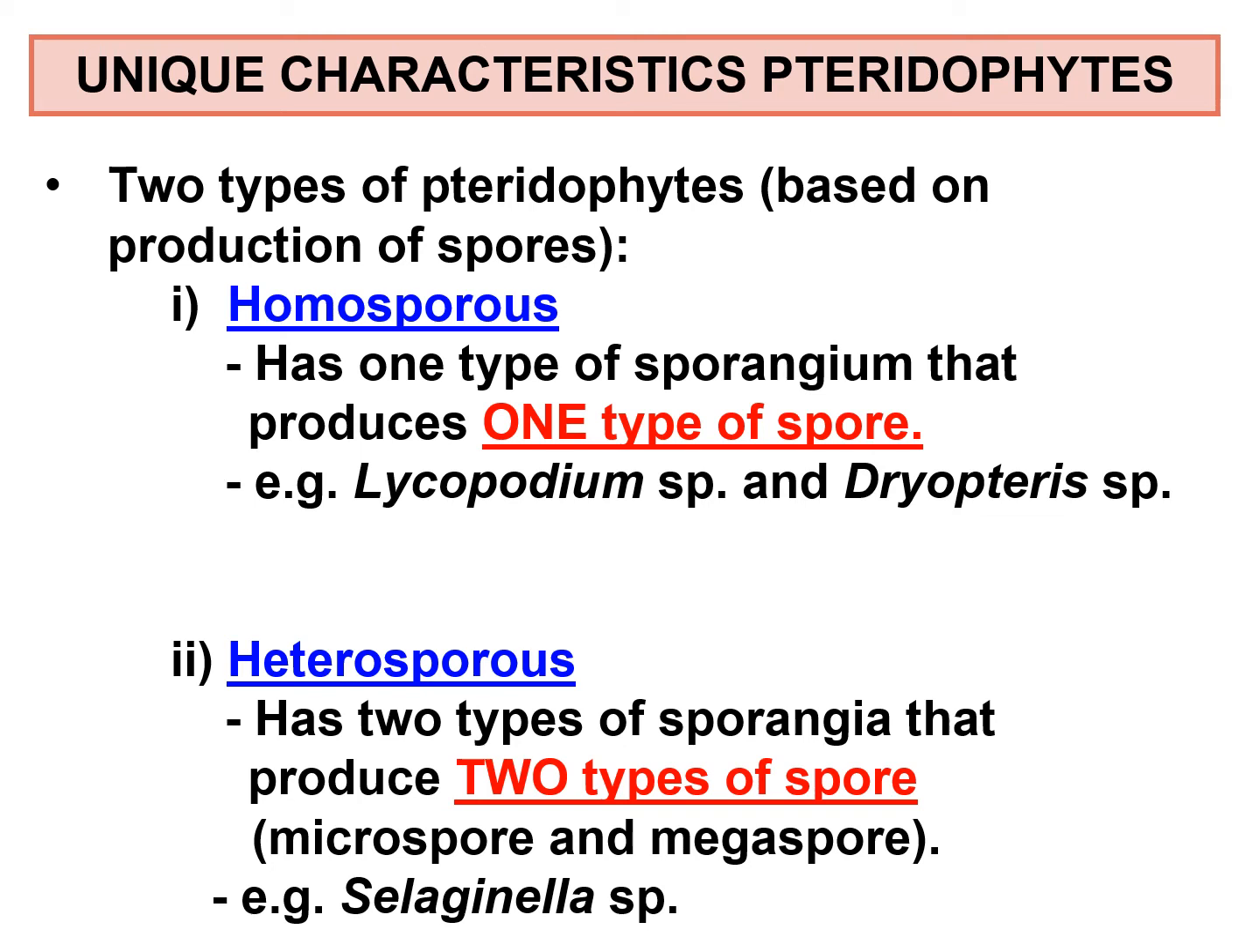Kita tak panggil male and female, kita panggil dia microspore and megaspore. So micro is for male, mega is for female. The pteridophyte that is homosporous is Lycopodium species and Rhiopteris species. Jadi ini kena ingat supaya you tahu Lycopodium dengan Rhiopteris ni homosporous, while heterosporous contoh dia adalah Selaginella species. Heterosporous means they have two different kinds of spore, the microspore and megaspore.